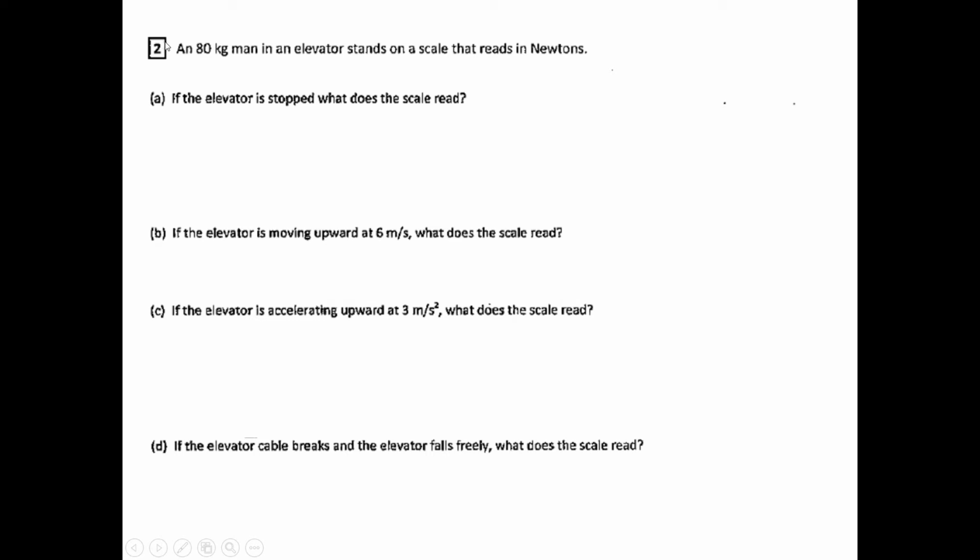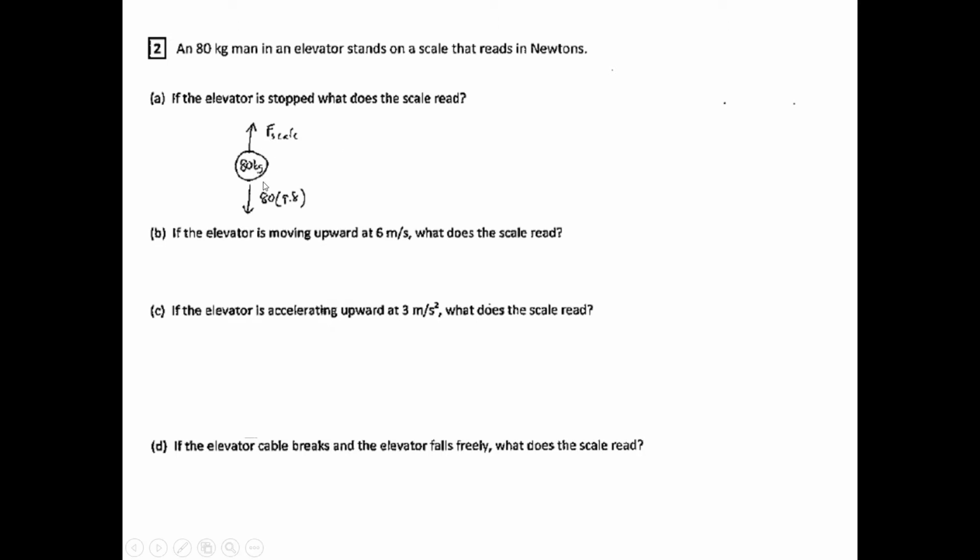You might think that if we want to know what the scale reads, we want to know what the forces are on the scale. But unfortunately, that's going to be kind of difficult to know because we don't know how much the scale weighs itself, and how much it weighs is going to affect how hard the floor of the elevator is pushing up on it. So rather than focusing on the scale, let's focus on the man who's standing on the scale. And the idea is, here's the free body diagram.